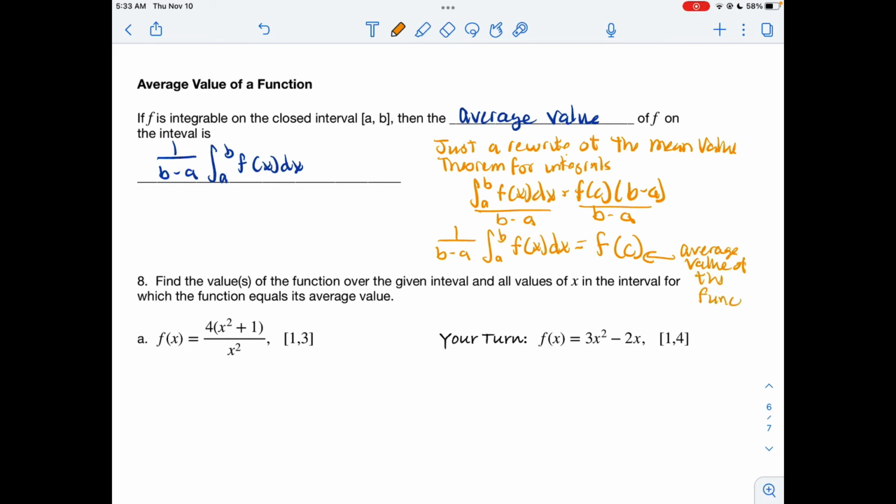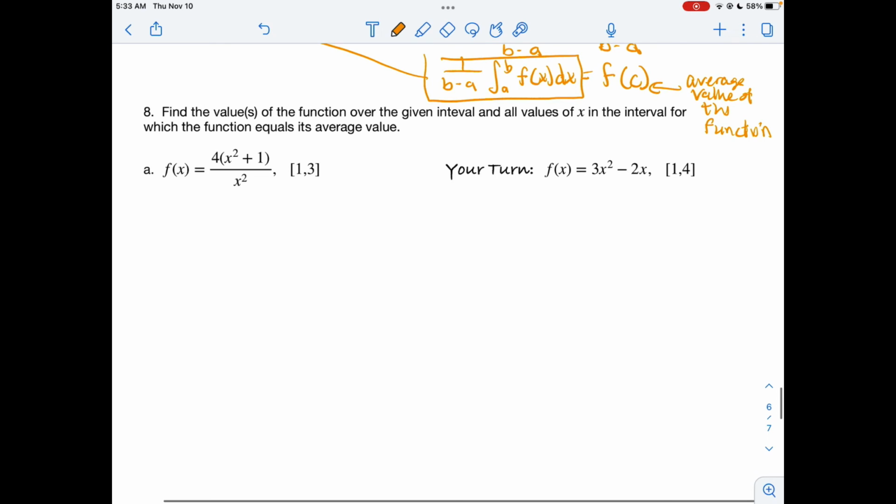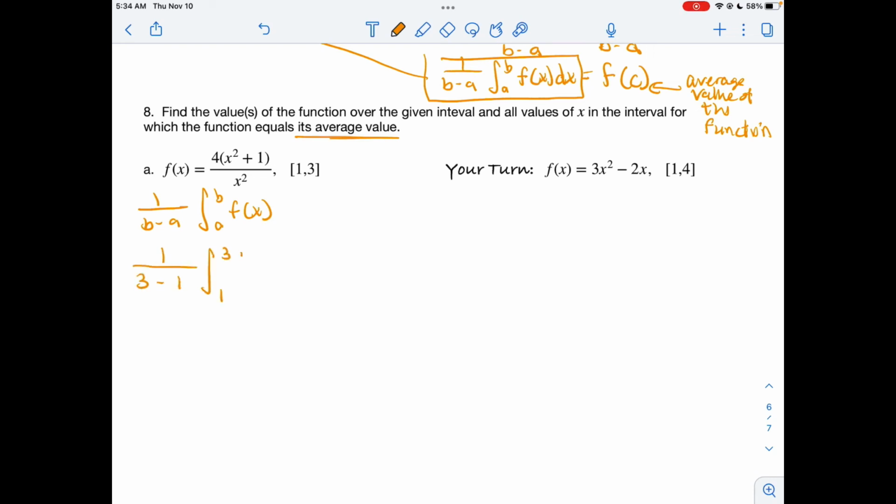So when it asks you to find the average value of the function, it asks you to find the y, the height of that special rectangle. Whereas when we're doing the mean value theorem, we're finding our x, where the special rectangle is drawn from. So they're very closely related. So we're going to find the average value of the function over these intervals. Remember, that's going to be 1 over b minus a times the integral from a to b of f of x dx. That's our average value formula. So in this case, b is 3, a is 1, and our f of x is this function.